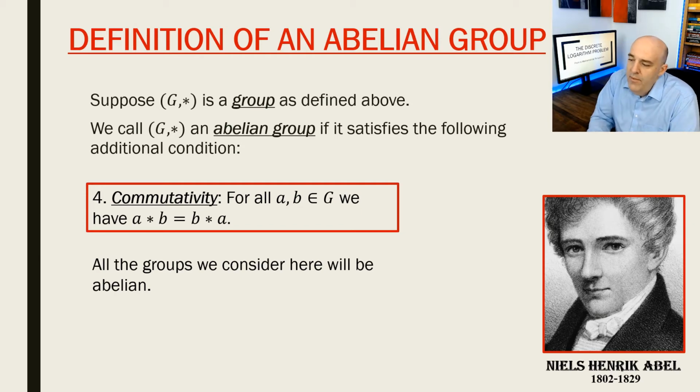The term abelian comes from the mathematician Abel. He's a Norwegian mathematician known for his work on proving that the fifth degree polynomial is not solvable by radicals. He died quite young, actually. And the fact that we write abelian with a lowercase a is actually a great honor. So all the groups that we consider here will be abelian. We could say commutative groups, but it's more standard to call them abelian groups.